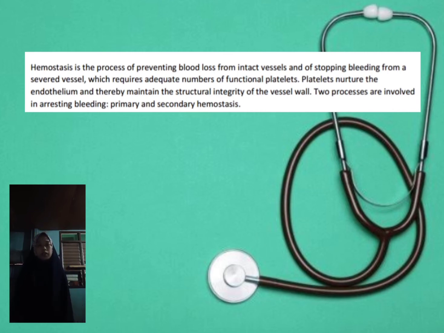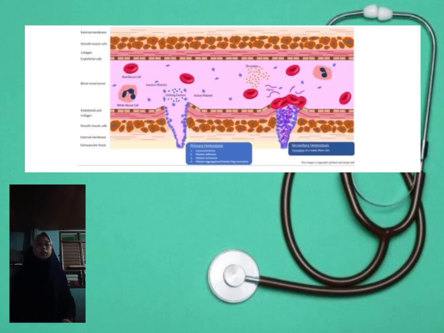which requires adequate numbers of functional platelets. Platelets nurture the endothelium and thereby maintain the structural integrity of the vessel wall. So two processes are involved in arresting bleeding, primary and secondary hemostasis. The primary hemostasis is the platelet plug formation, and the secondary hemostasis is the coagulation cascade.